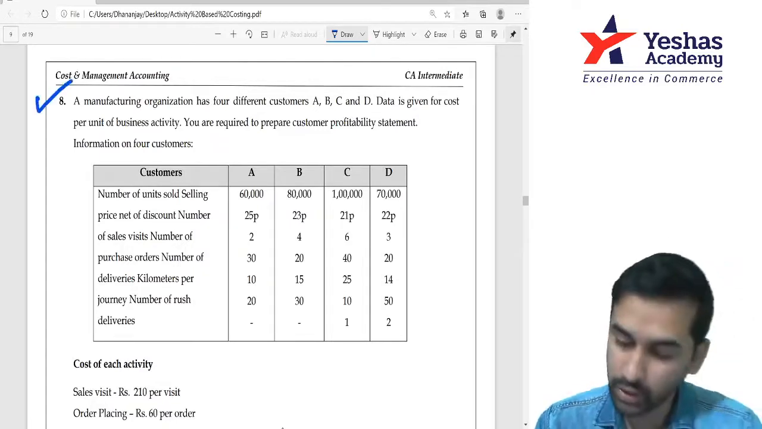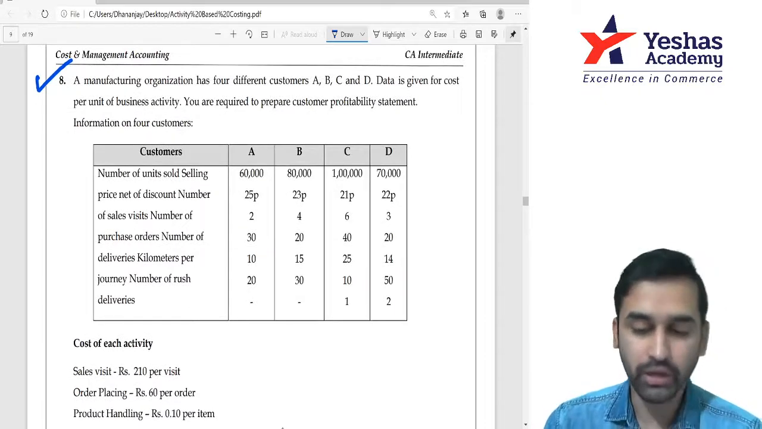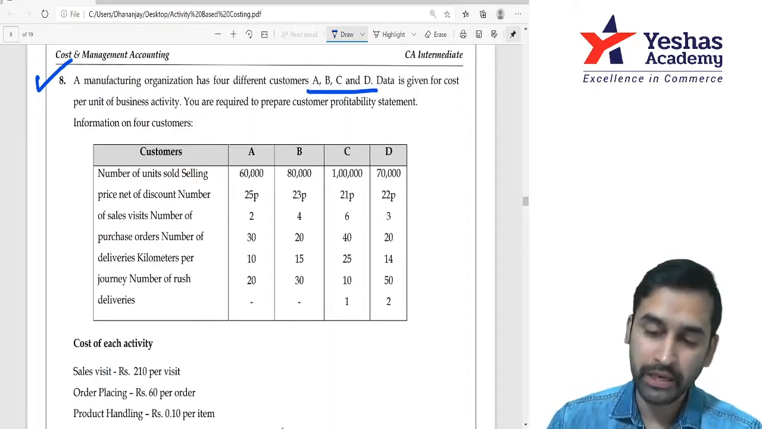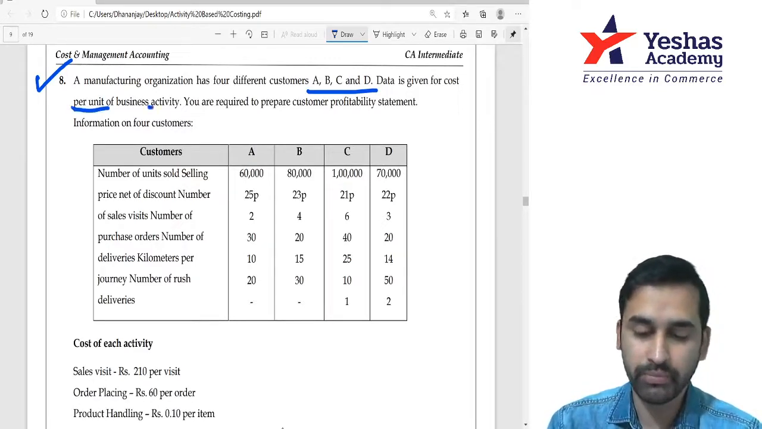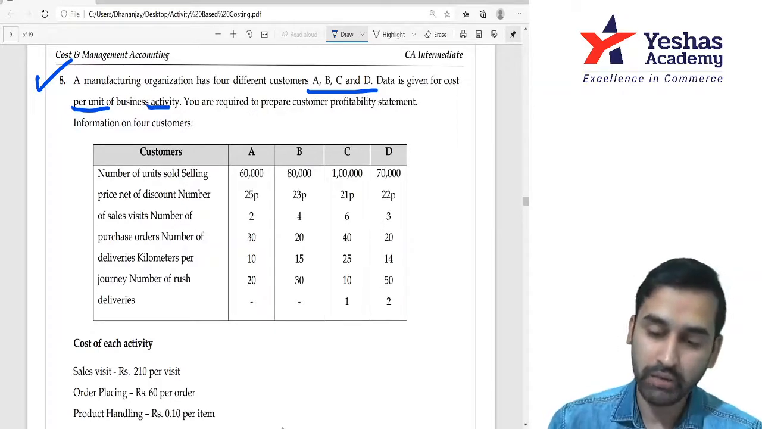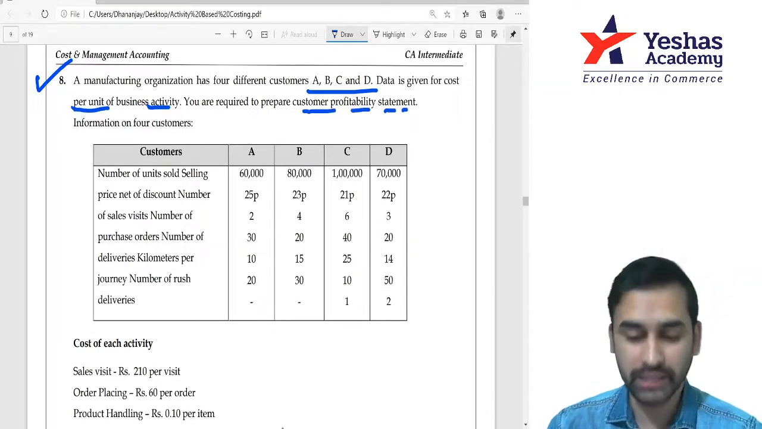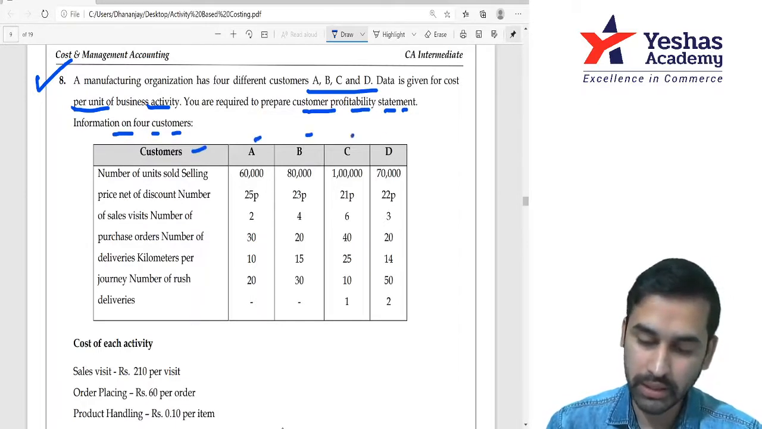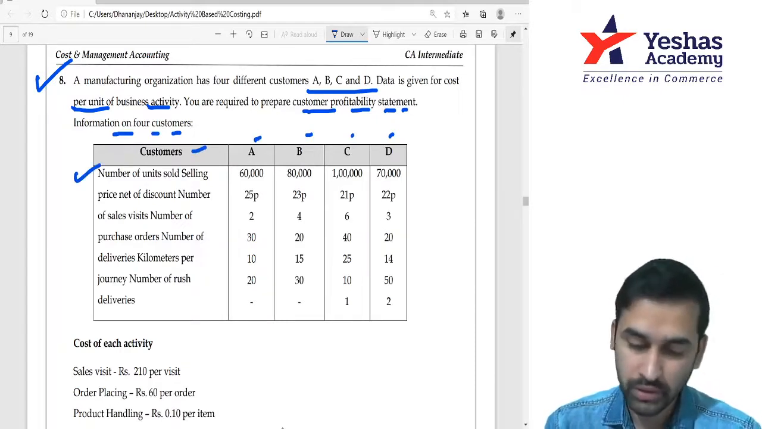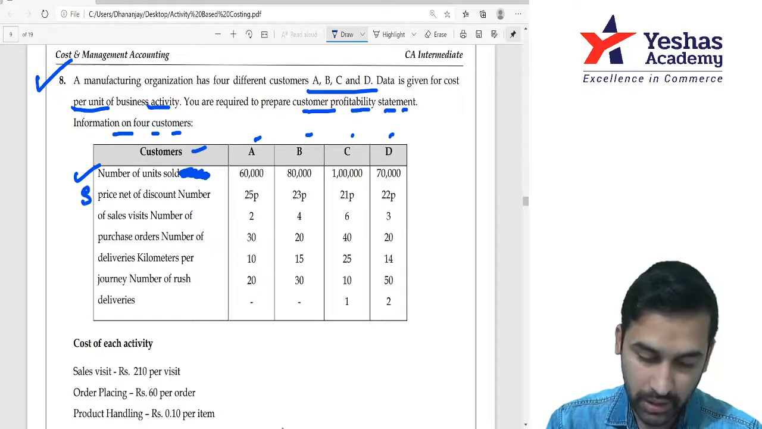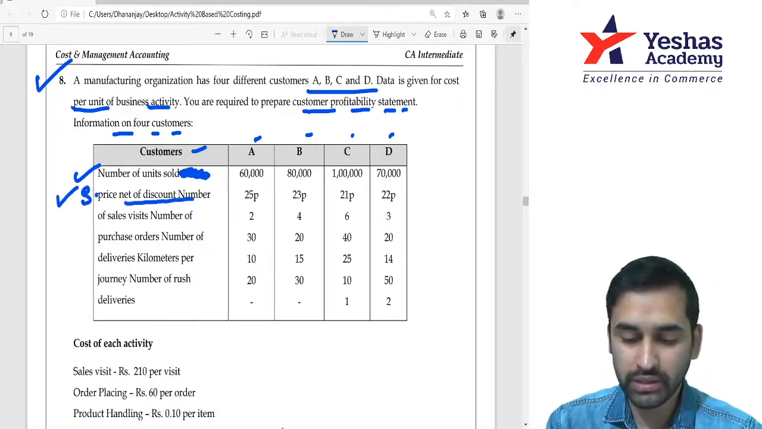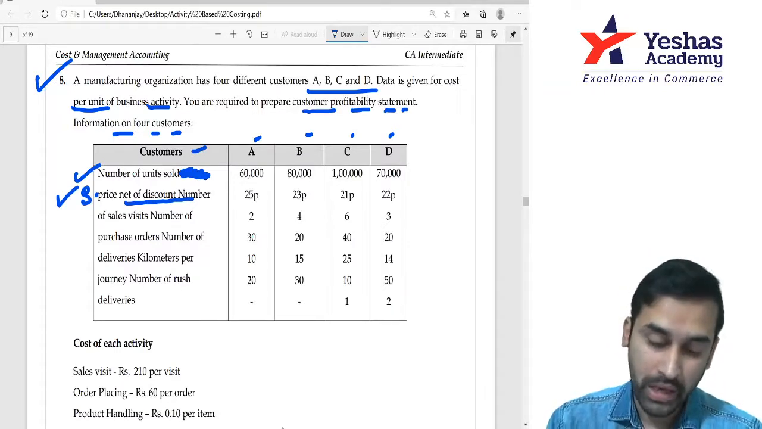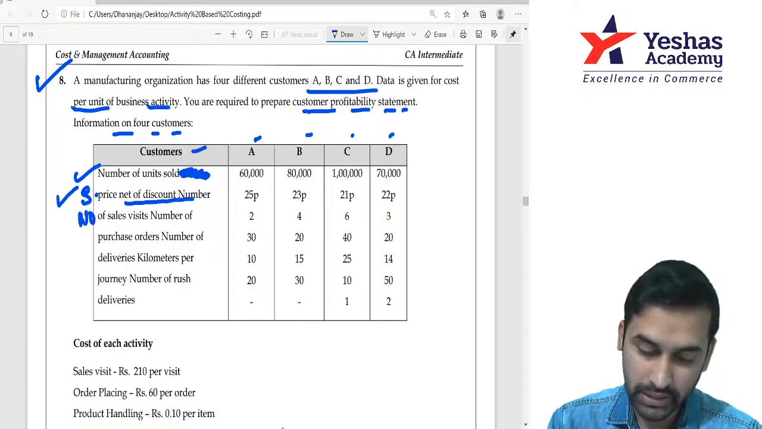Question number 8 now. A manufacturing organization has 4 different customers A, B, C, D. Data is given for cost per unit of business activity. You are required to prepare customer profitability statement information on 4 customers given below. Customer A, B, C, D. Number of units sold. Selling price net of discount. Net of discount. That means discount is already deducted. And then this is number of sales visits.